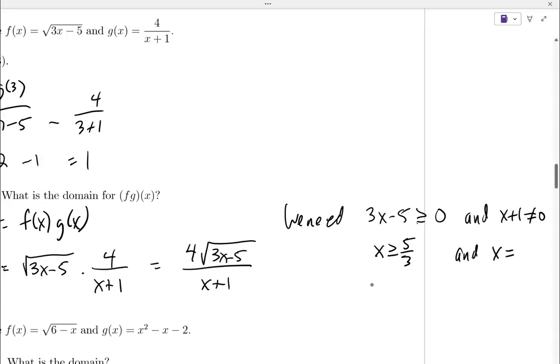The second one says x cannot be what? -1. Does that matter for us if we look at the first condition? Is -1 greater than or equal to 5/3? No. So this one really doesn't affect anything, right? Because I have to have this anyway.